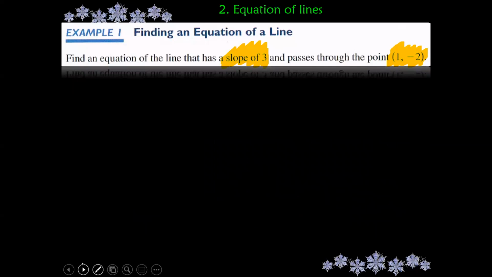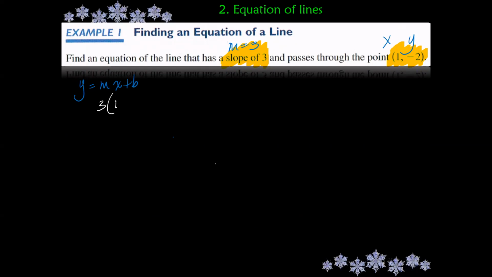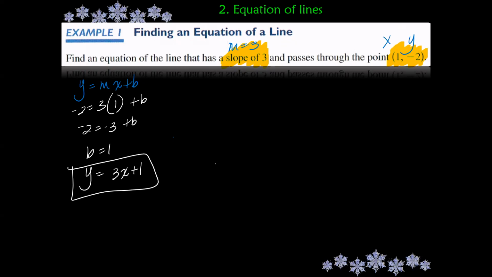Okay, next one, find the equation of a line that has a slope of 3. So m equals 3, that passes through the point right there. So equation of a line, you could do slope-intercept form, which is y equals mx plus b. So let's see what is given to me. It's given to me that my slope is 3, my x is 1, and my y is negative 2, so -2 = 3(1) + b. Add the 3 on both sides, b equals 1. So now that I have found b, my equation is y is equal to 3x plus 1. That is my equation of a line.